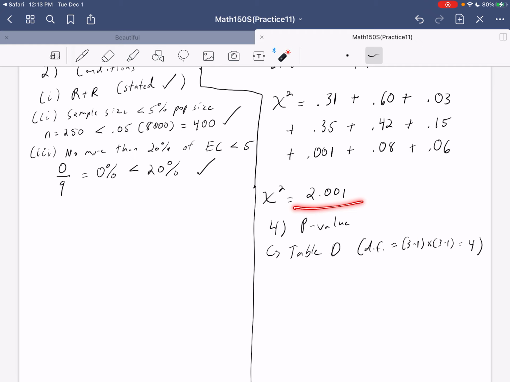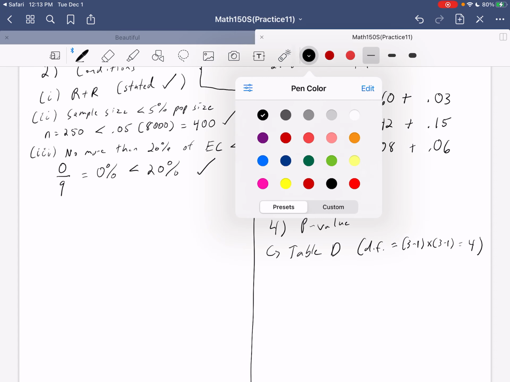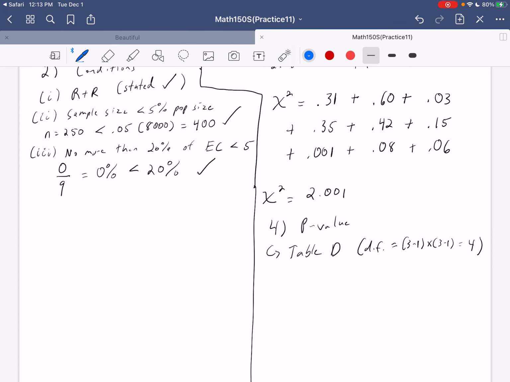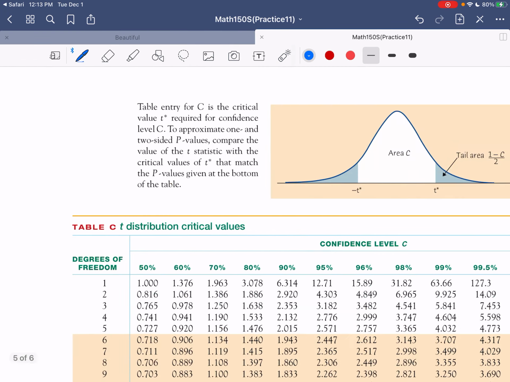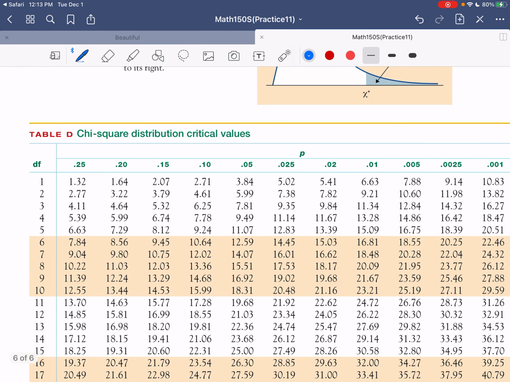So we have our chi-squared of 2.001, and we have a degrees of freedom of 4 here. So let's go ahead and look that up. And we'll find that on table D, which should be at the end here. There we go. So we're looking at 4 degrees of freedom, so we're in this row right here. And remember, our chi-squared was 2.001.